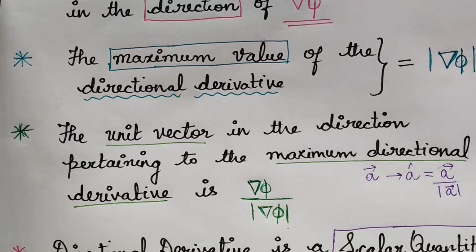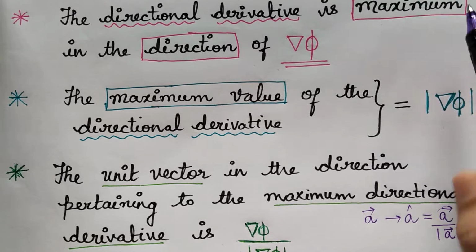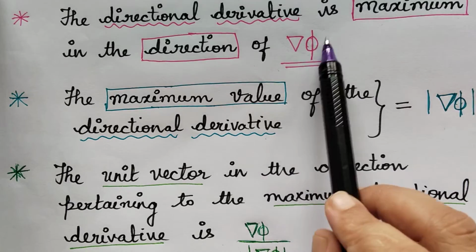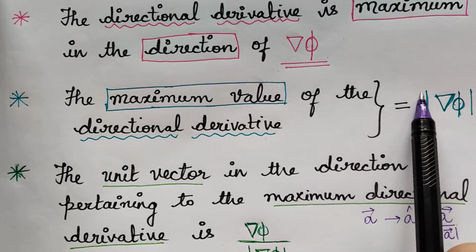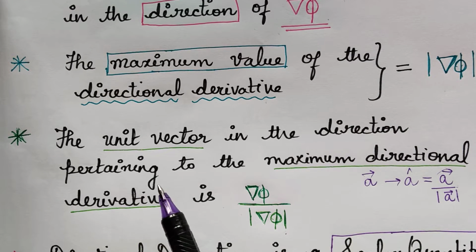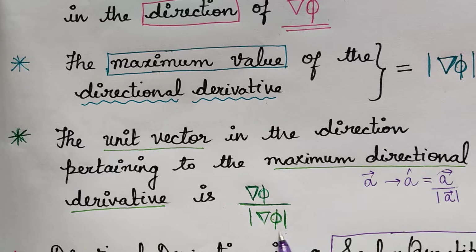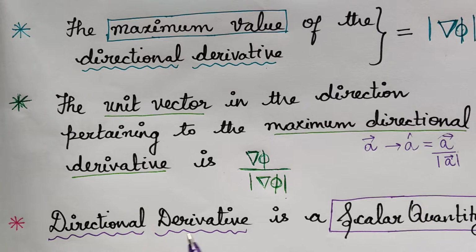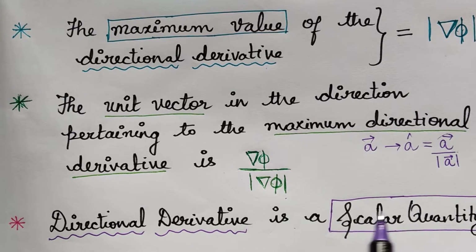So always remember, the directional derivative is maximum in the direction of nabla phi, and the maximum value of the directional derivative is the magnitude of nabla phi, which is obtained by taking the modulus of nabla phi. And then the unit vector in this direction is given by nabla phi divided by modulus of nabla phi. By all this we understand that the directional derivative is always a scalar quantity, that is, it is independent of the direction. So in this video lecture we will learn how to find this maximum directional derivative.